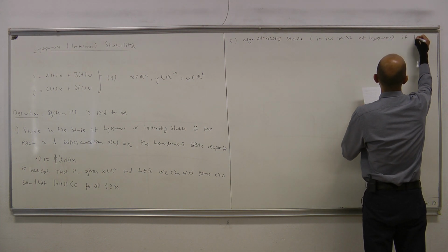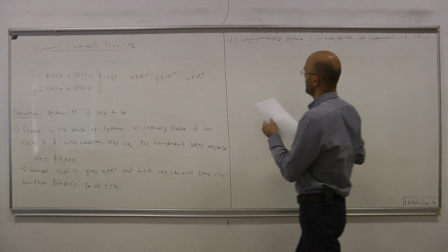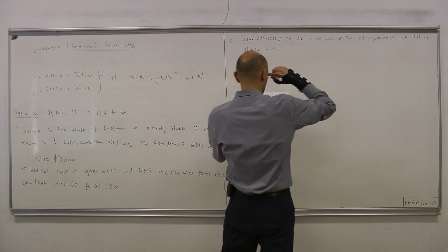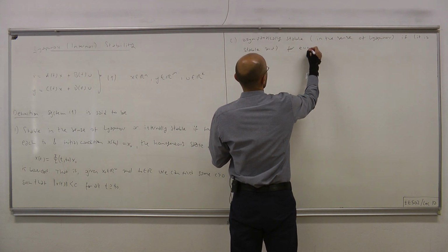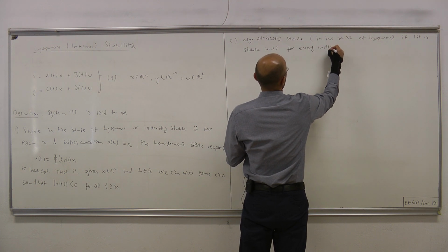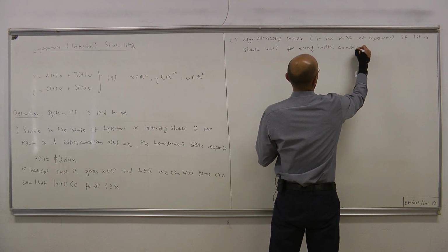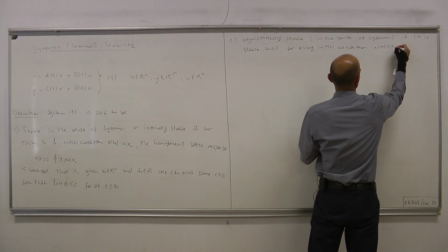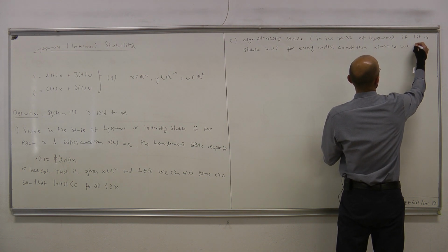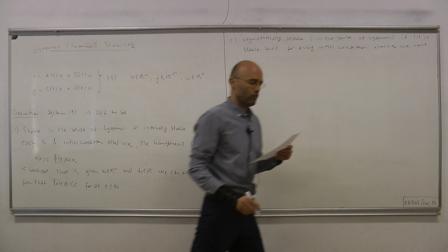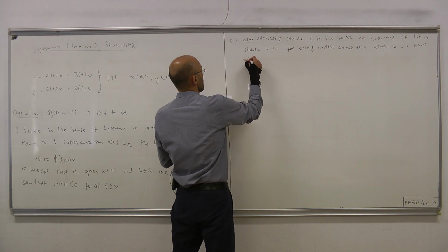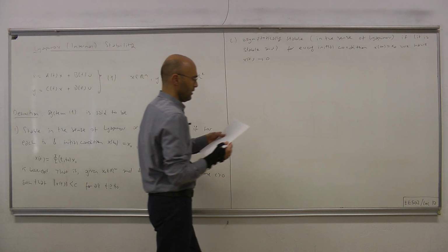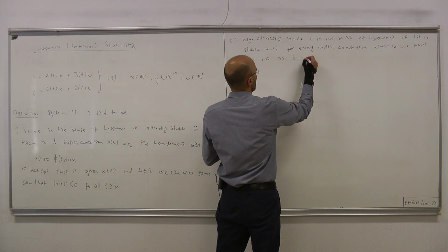if it is stable and for every initial condition x(t0) equals x0, we have the following convergence: x of t converging to the origin as time goes on.